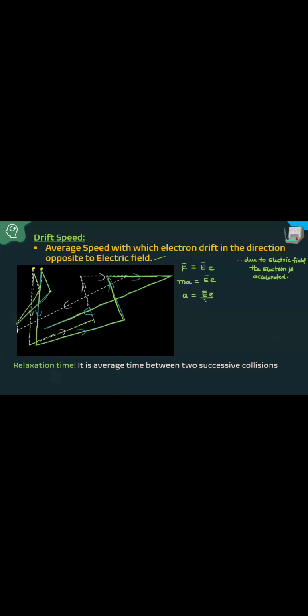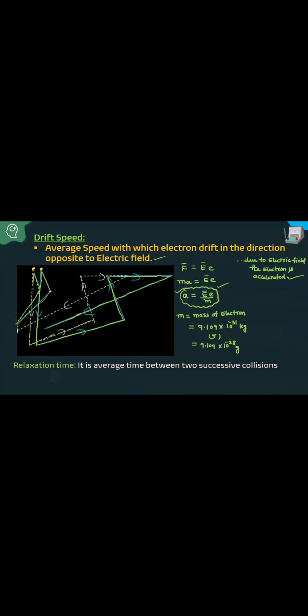a equal to eE by m. Important formula, please concentrate. What is m here, friends? Mass of the electron. Can anybody tell what is the mass of the electron? 9.109 into 10 to the power of minus 31 kg, or 9.109 into 10 to the power of minus 28 grams. This is the mass of the electron. This is the acceleration of the electron, because due to the electric field the electron is accelerated. The acceleration of the electron equal to eE by m.